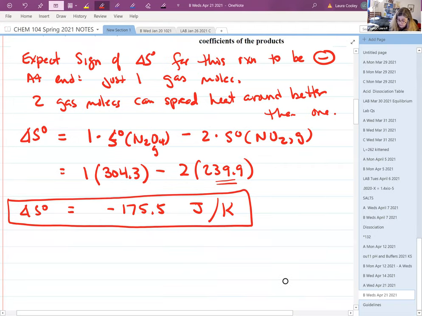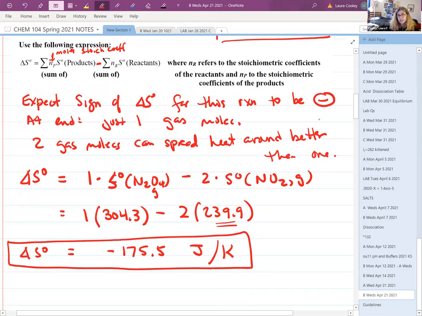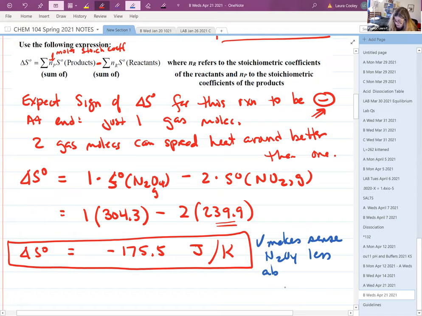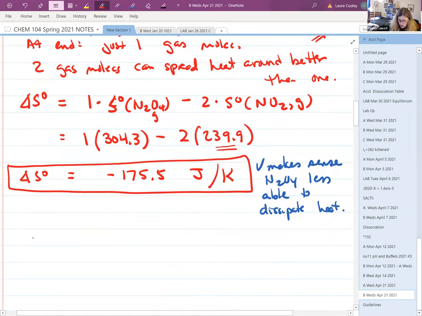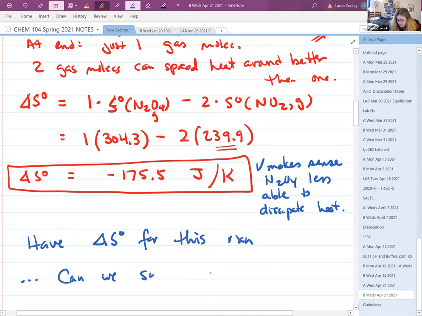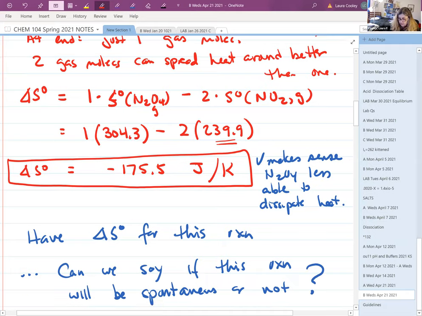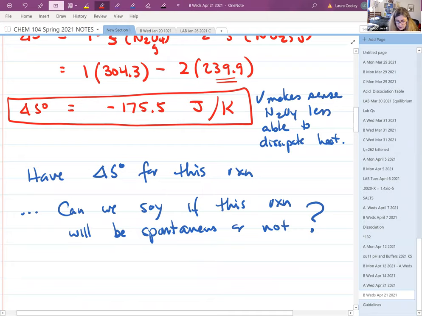As you can see, it's negative. All right, and we expected the sign to be negative. And so that makes sense. The N2O4 is less able to dissipate heat. Okay. So now we have the delta S0 for this reaction. So my next question to you is, can we say if this reaction will be spontaneous or not? What do you think? Can we say that? Is this reaction going to be spontaneous or not?